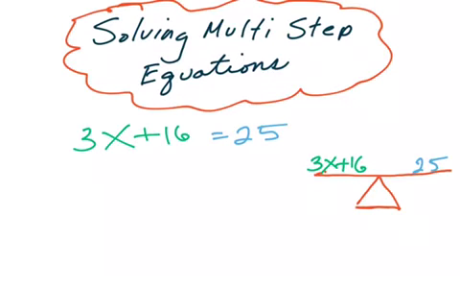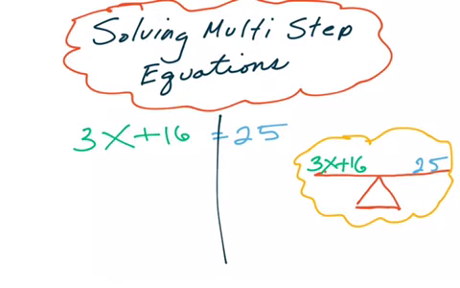In this lesson, we're going to discuss solving multi-step equations with a variable on one side. When you're working with multi-step equations, you always want to keep the equation balanced, which is why we have this little scale on the left-hand side as a visual. As you can see, 3x + 16 = 25.